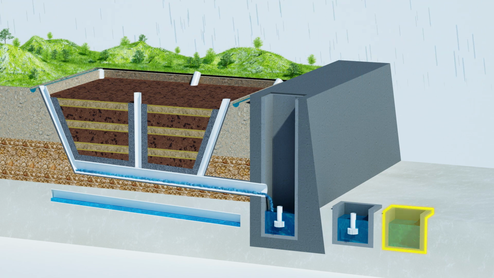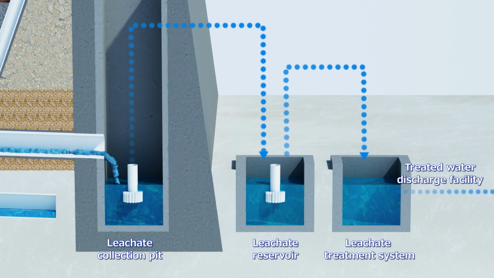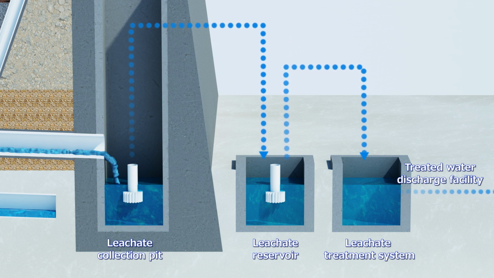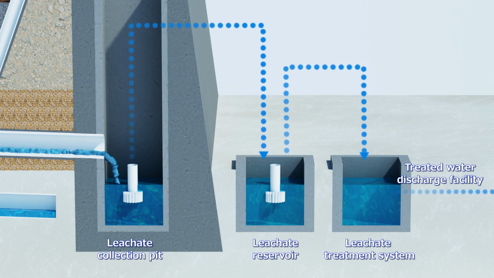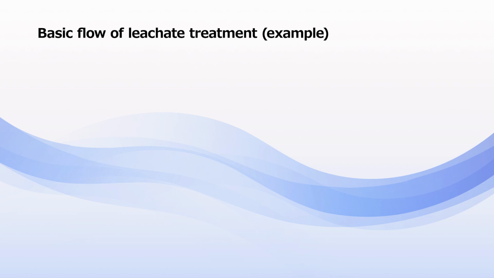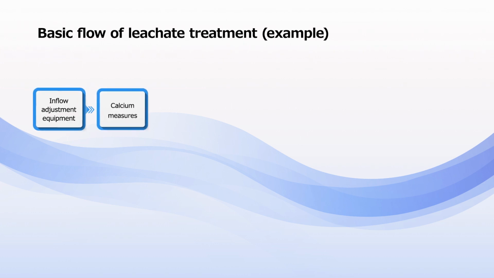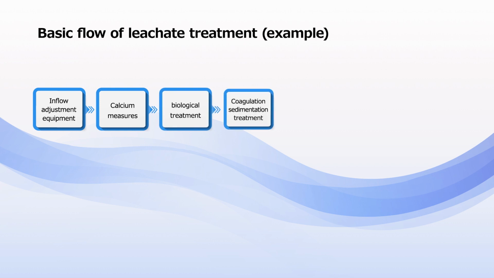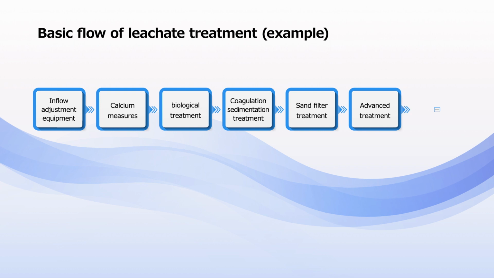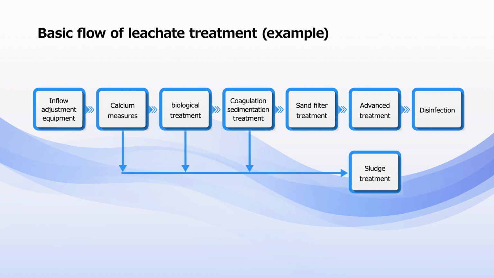The purpose of installing a leachate treatment facility is to prevent leachate from contaminating the water area or groundwater to where it is discharged. Now, let's take a look at the example of general processing flow. This is the general flow of leachate treatment in Japan. Collected leachate goes through an inflow adjustment facility, calcium measures, biological treatment, coagulation sedimentation treatment, sand filter treatment, and advanced treatment, and it is then discharged after being disinfected. In addition, sludge is generated at the same time in the leachate treatment process, so sludge treatment is also required.